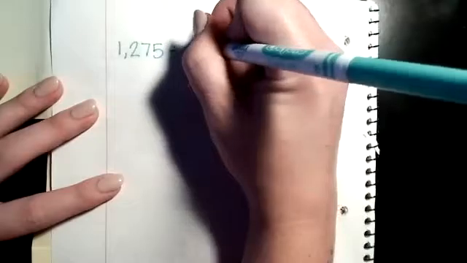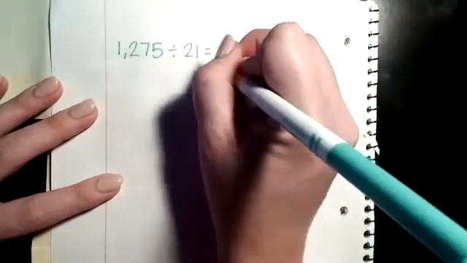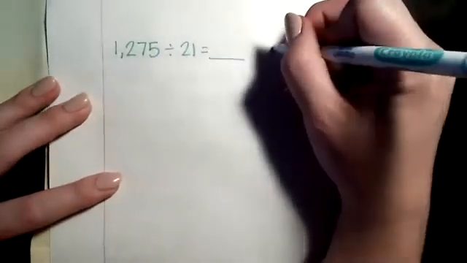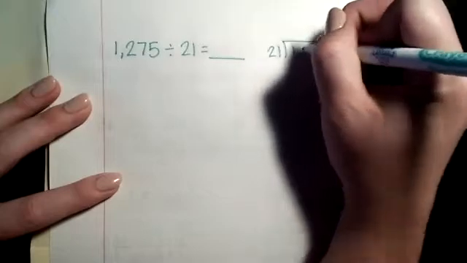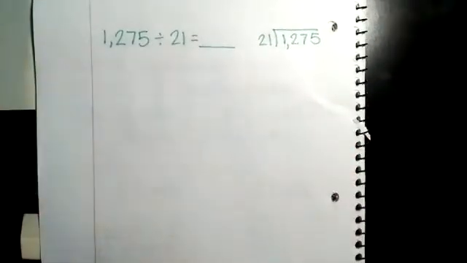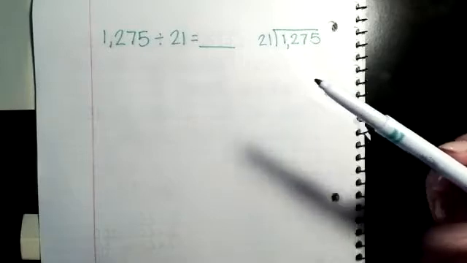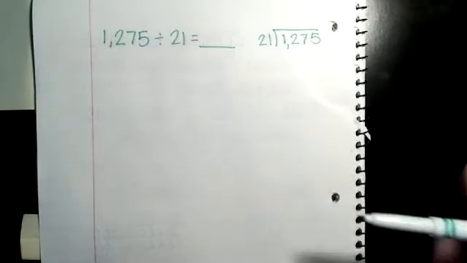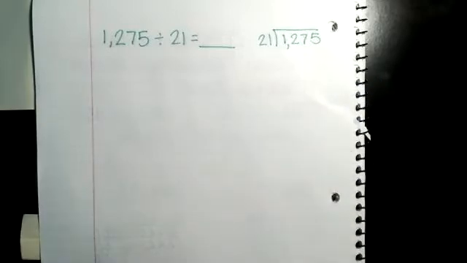All right, so the problem is, oops, sorry, didn't mean to bump my camera there. Our problem is 1,275 divided by 21. Okay, I can also write it this way. All right, so go ahead and pause the video, work this out on your own on a scratch piece of paper or a whiteboard. Okay, then you can press play again and see what you got.